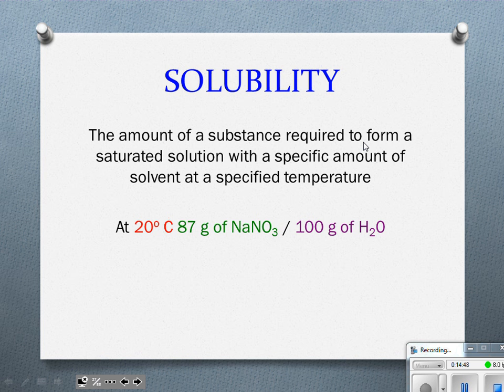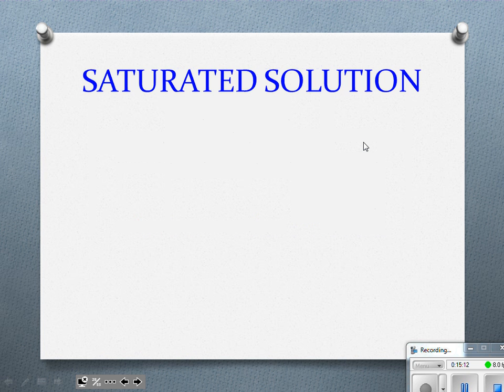Let me ask you this. How much could I dissolve if I had 200 grams of water? Double it, right? What if I only had 50 grams of water? Half of it. Okay, so we could vary that in different amounts. You'll have to do that on WebAssign.